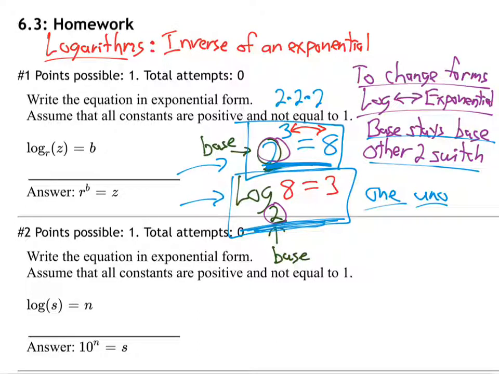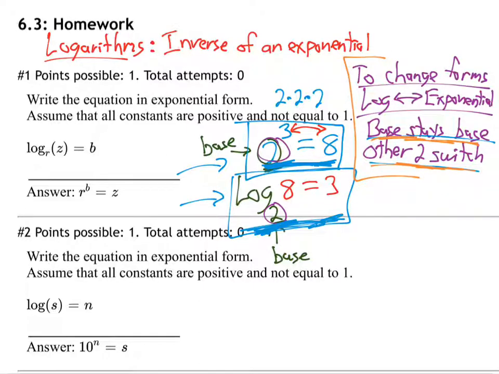They're saying the same truth. 2 to the third power is 8 in the exponent language, and then down here in the log language, log base 2 of 8 is 3. That's saying the same thing in two different languages. And to change between those languages, the base stays the base, and the other two switch. That's all you got to do.